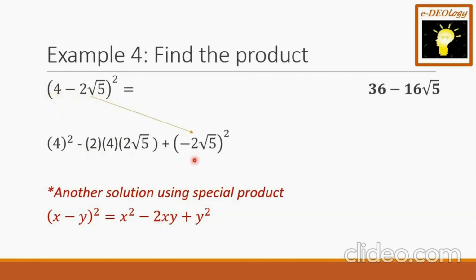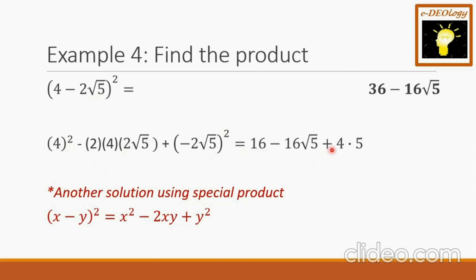And the third blank is for this term negative 2 square root of 5, and we will put the power 2. So we were able to place all the necessary values. So we will now simplify. The 4 squared becomes 16, and then minus the product of these three terms, 2 times 4 times 2 square root of 5, we will get the 16 square root of 5.